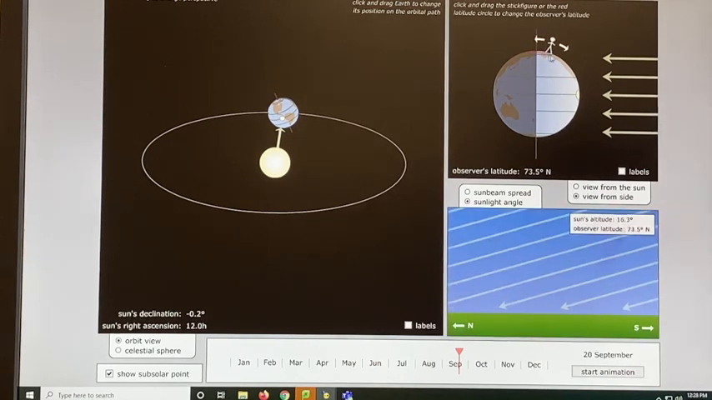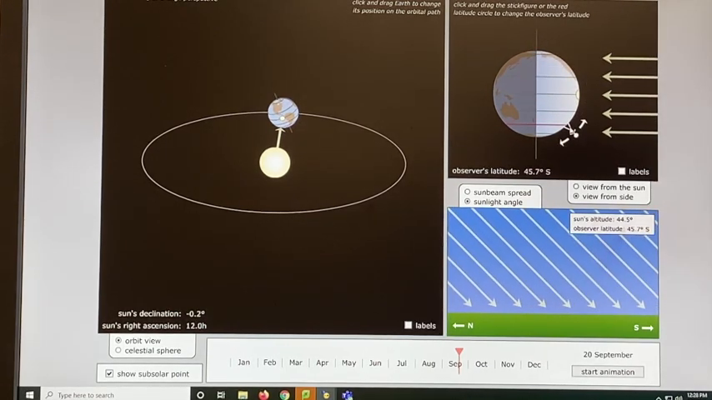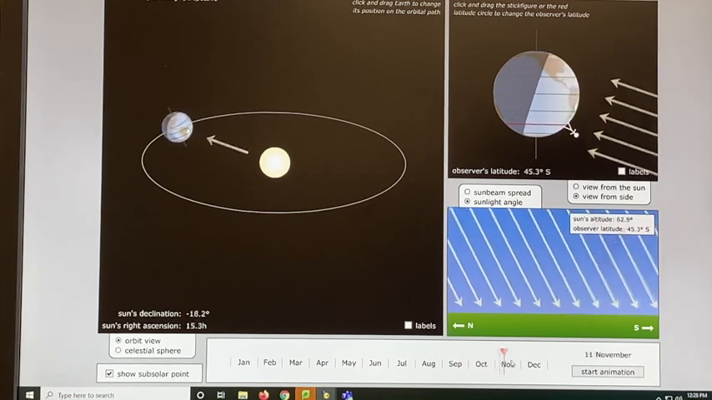The North Pole will start to experience 6 months of darkness. And then finally at 45 degrees south, the sun's altitude is 45 degrees. All right, so that's that, and so that's for the autumnal equinox. We're next going to go to the winter solstice to finish up.